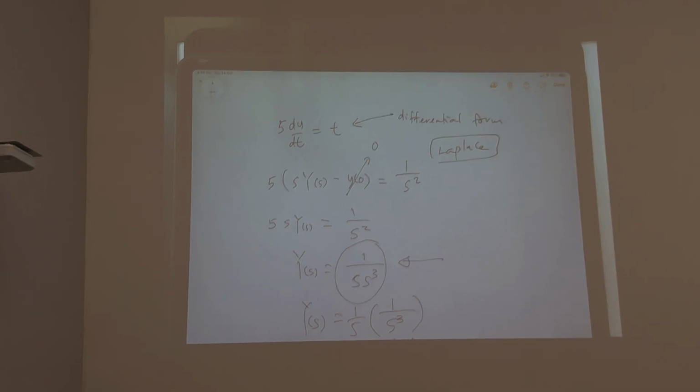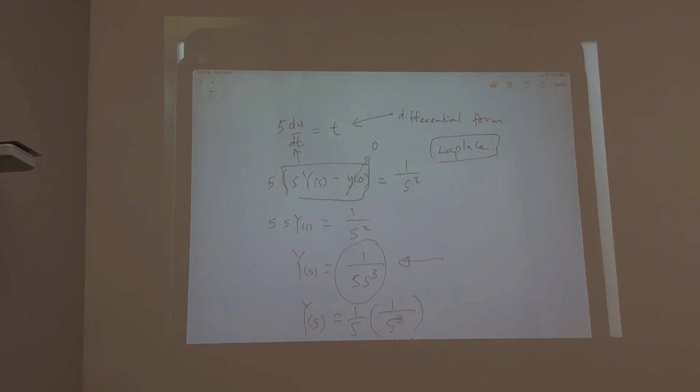dy/dt, the first derivative, is this one, right? If I have an f, then I have a capital F multiplied by s minus small f at 0. So if now I have y, I have sY minus small y(0). This is what I have at this point. The entire thing comes from transforming dy/dt.